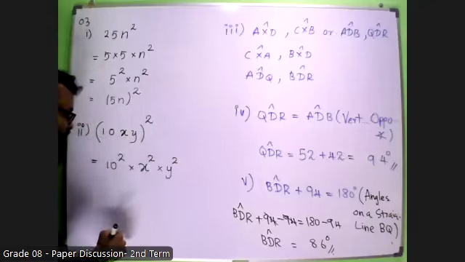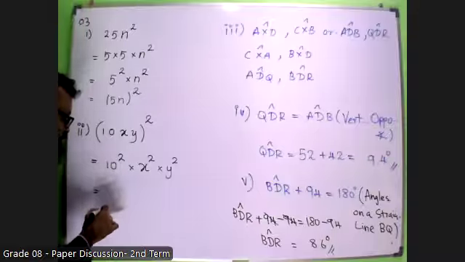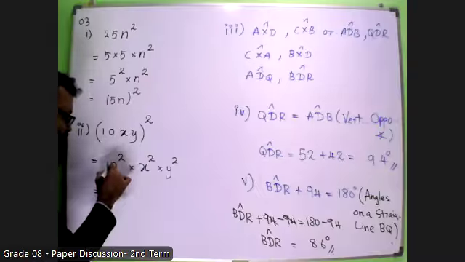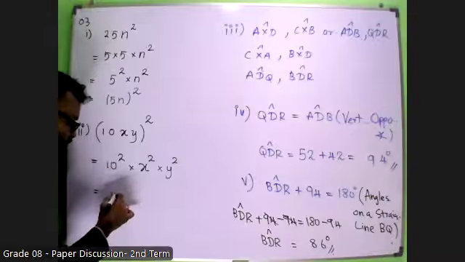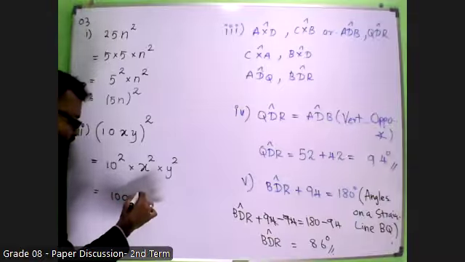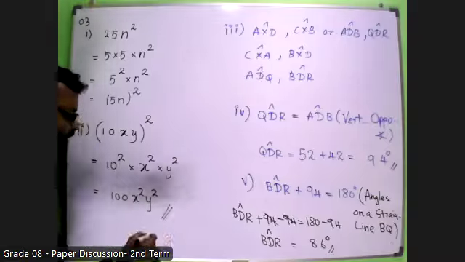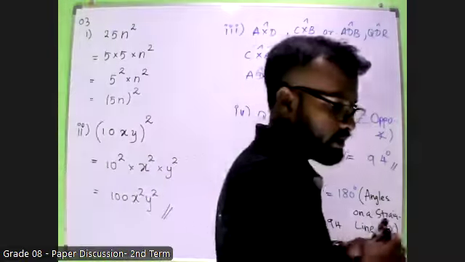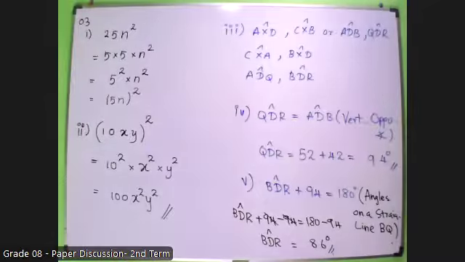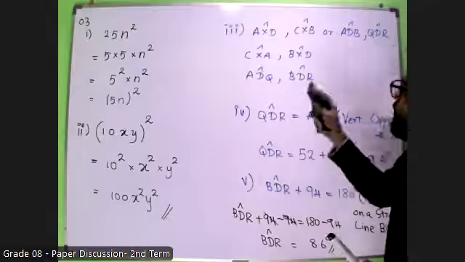So you can simplify. 10 to the power 2 is 100, so 100 x to the power 2 y to the power 2. And you have to simplify it at last. Again, the third one.